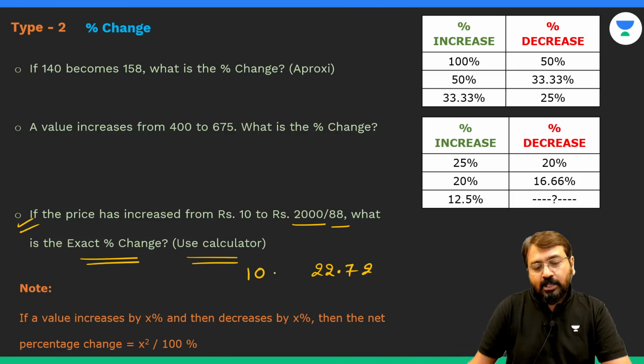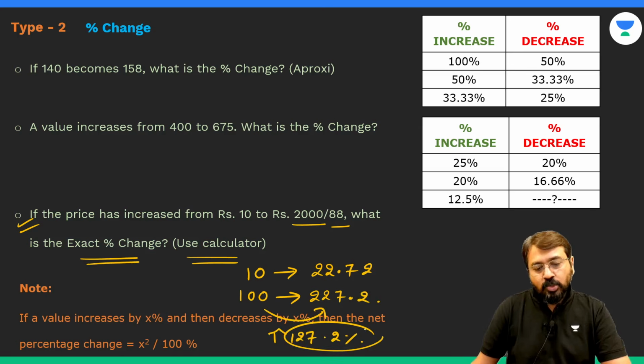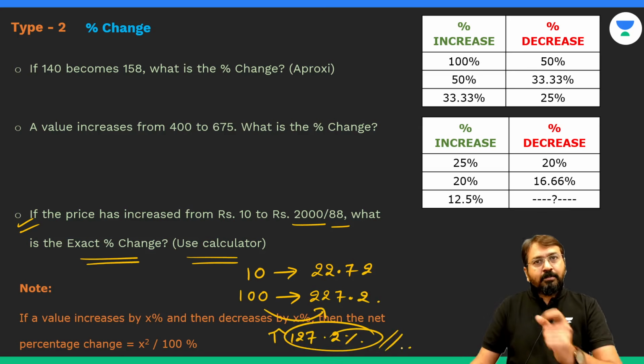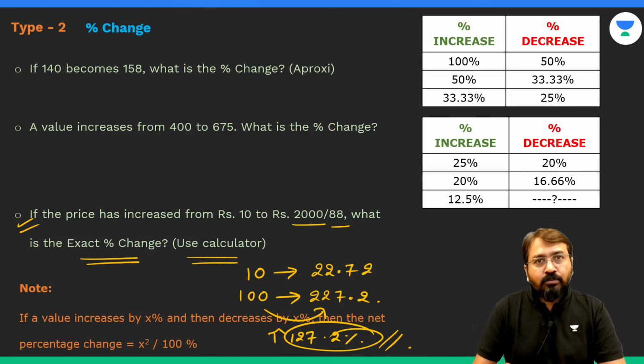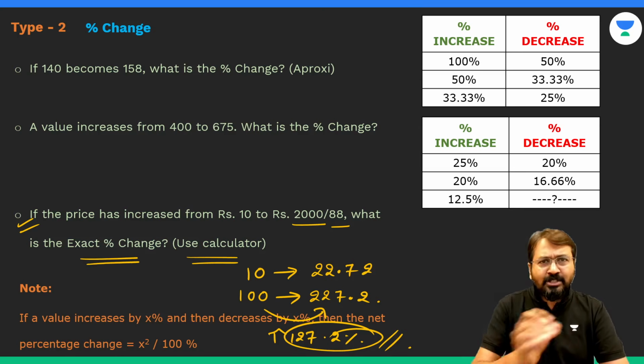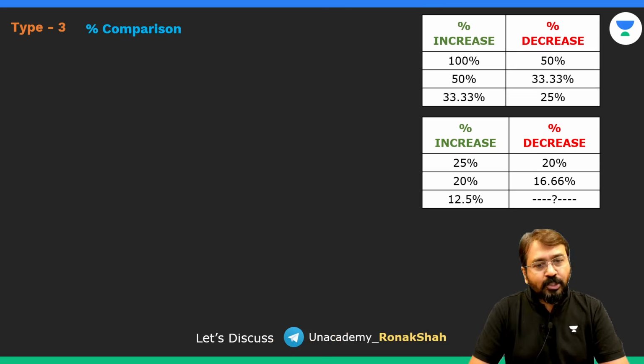So I can say my value 10 has become this one. So instead of 10, if I take 100, can I say it should have become 227.2. So can we say it's an increase of 127.2%? Yes or no? Right. So you should be able to make such calculations. If you are able to do it, then you will just sail through those percentage questions. So let's look at different varieties of PYQs.